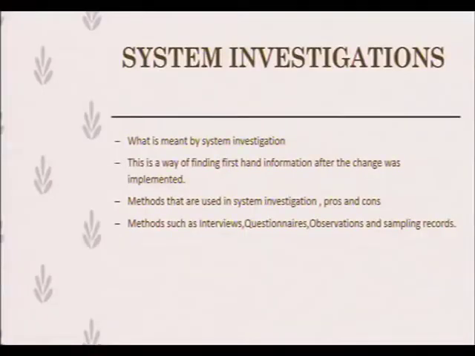When we are looking at system investigation, this is when we have new developments of a new system, for example. We would need to understand how the end users are feeling about the new change. So we use methods such as interviews, questionnaires, observations, and sampling records. Those are the 4 methods that we can use: interviews, questionnaires, observation, and sampling records. Understand them and get to know their pros and their cons.